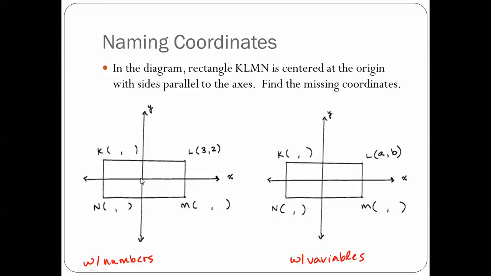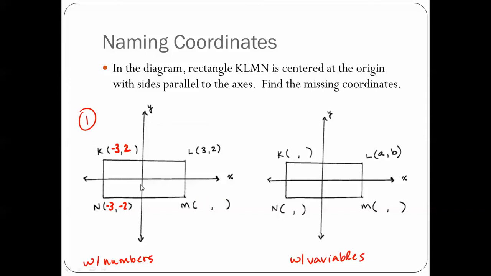For point K, we need to go left 3 and up 2. So that gives us the coordinates (-3, 2). Alright, so what about point N? Well, that's going to have the same x value as K, right? We have to move the same distance from the origin to the left to get to N, which is -3 units, and then down 2 units from the x-axis. So that would be (-3, -2).